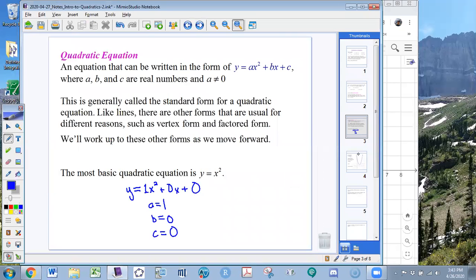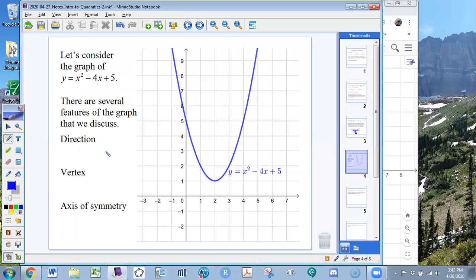Well, it turns out that the different parts of a parabola have names, and we talk about these different features that these quadratic equations have in their graphs. One of them, which we already talked about with lines, of course, is the y-intercept. And so on this one, we see that the y-intercept is at 0, 5.